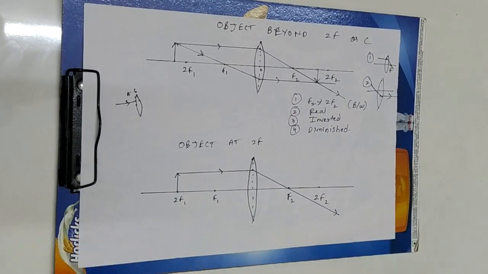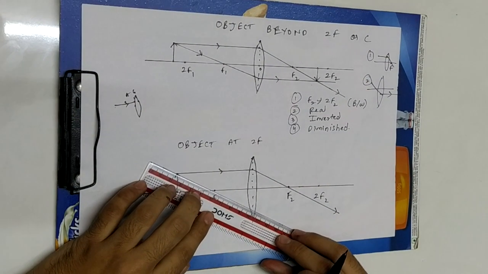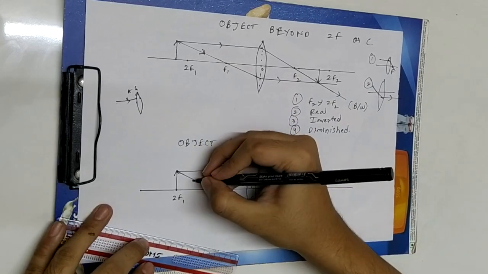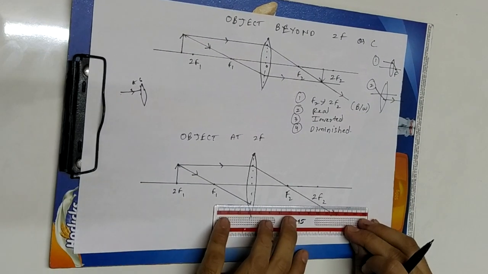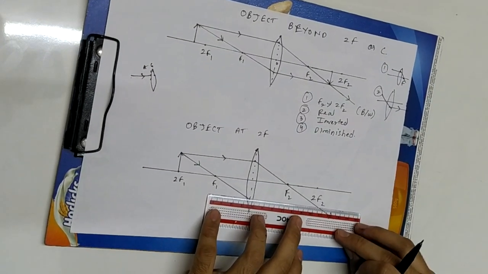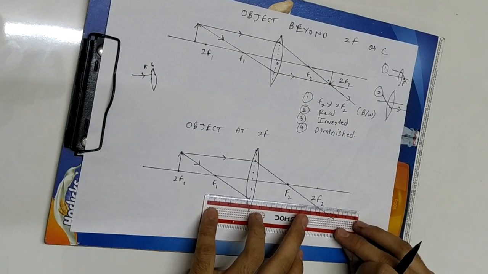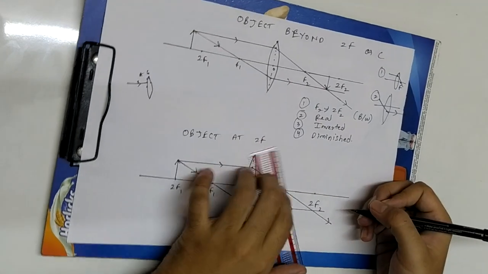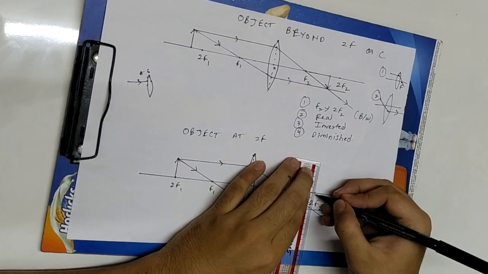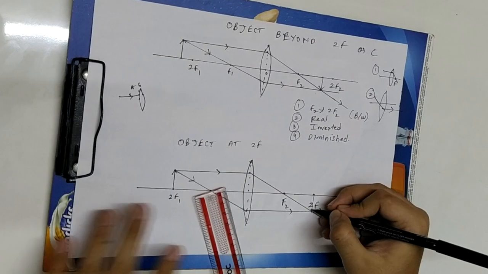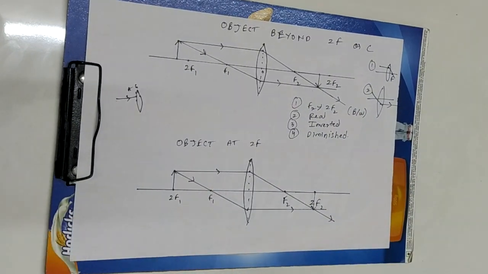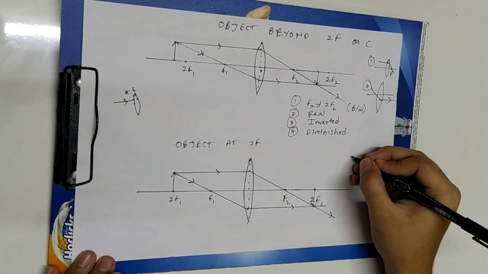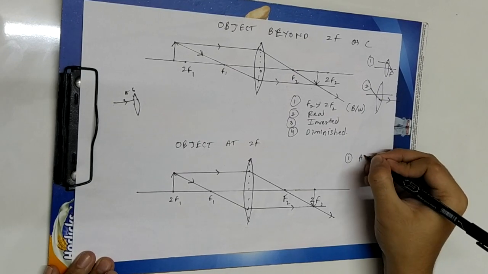Okay, for one ray over. Second favorite is this one, passing through focus, it will become parallel. Second ray, parallel. Now this one we can see that it has met here at 2f itself. Okay, and the size is also same. Okay, so here the image is formed at 2f.